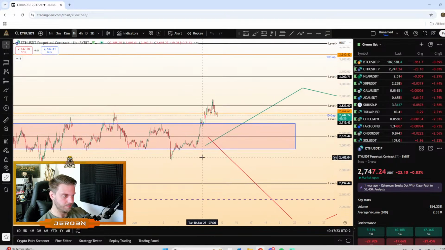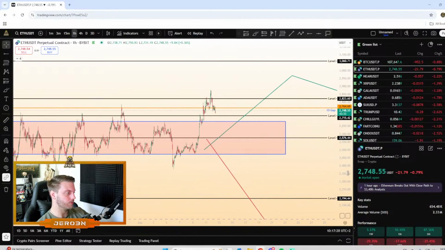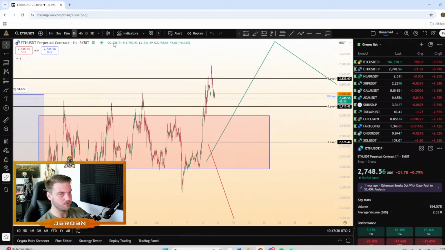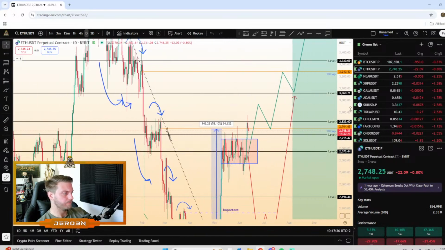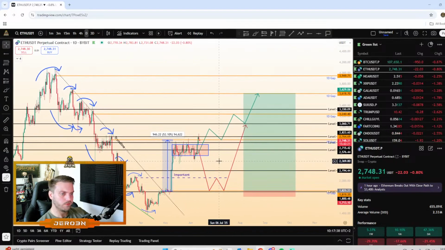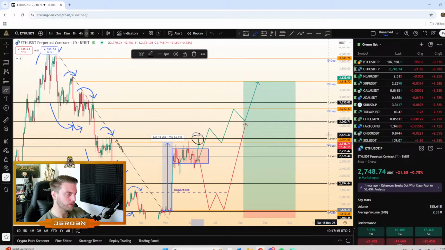I went short, and I had to close my trade because it was starting to pump upwards. So what we want to see from Ethereum now: we had this breakout of the range, we had a close above, perfectly into a level and above the 1 day gap.